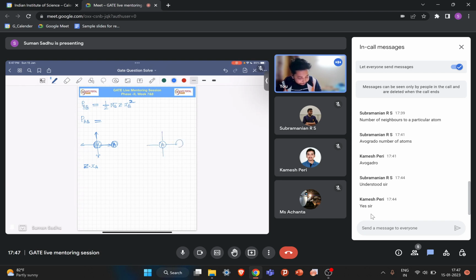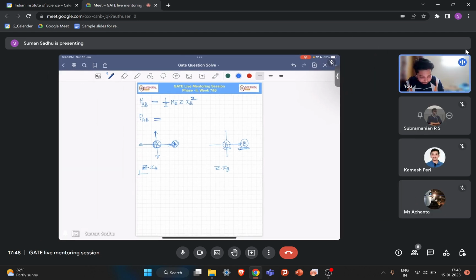But if you consider any A atom, it will be surrounded by a total of Z atoms, right? Now, if you are talking about the probability of finding any B atom nearest to this A atom, this will be the mole fraction of B. So when you are talking about the probability of finding any atom, you have to multiply by that atom's mole fraction. Okay. So similarly, this is your probability of finding an AB type of bond.